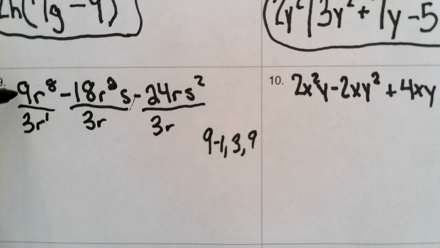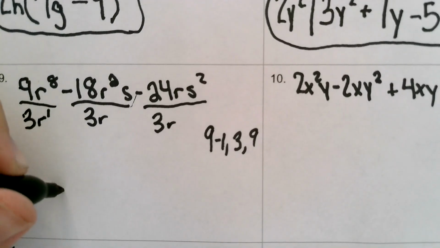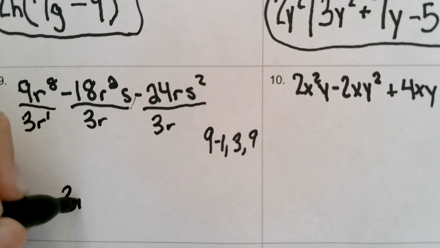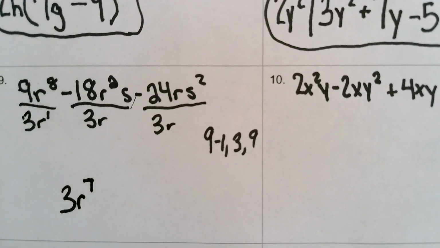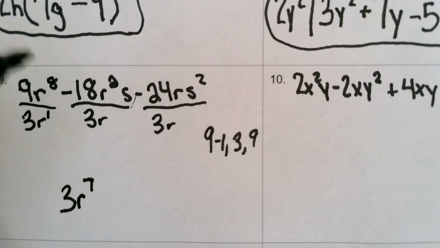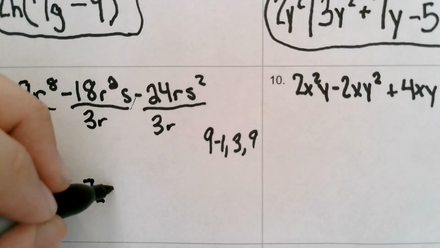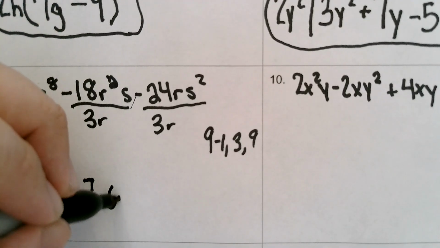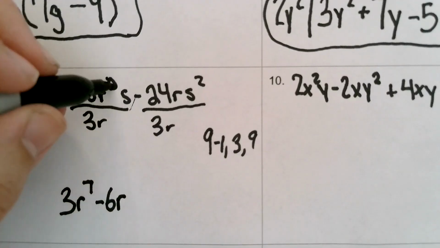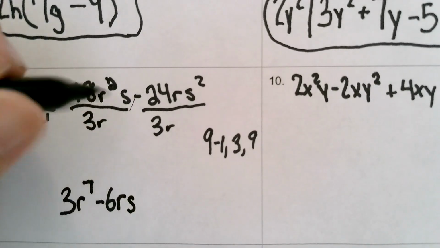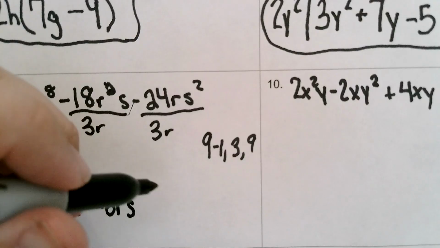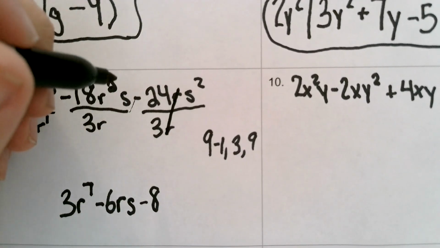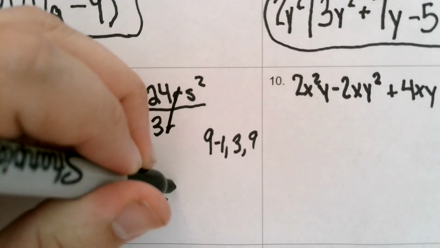So let's do divide. 9 divided by 3 is 3. r^8 divided by r^1 is r^(8 minus 1), which is 7. Negative 18 divided by 3 is negative 6. r^2 divided by r^1 is r^(2 minus 1), which is r. s just comes down. Negative 24 divided by 3 is negative 8. r and r will cancel out. And then s^2 just comes down.